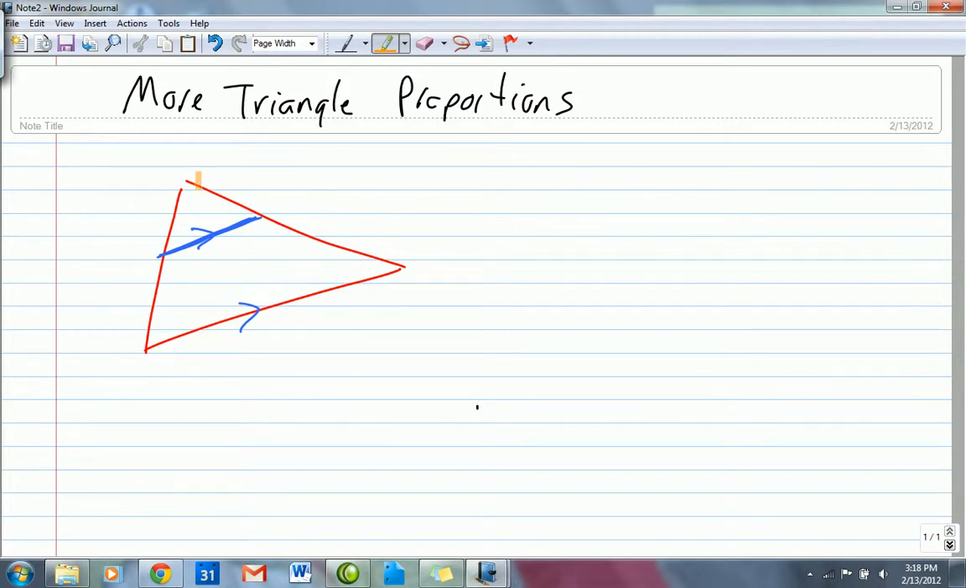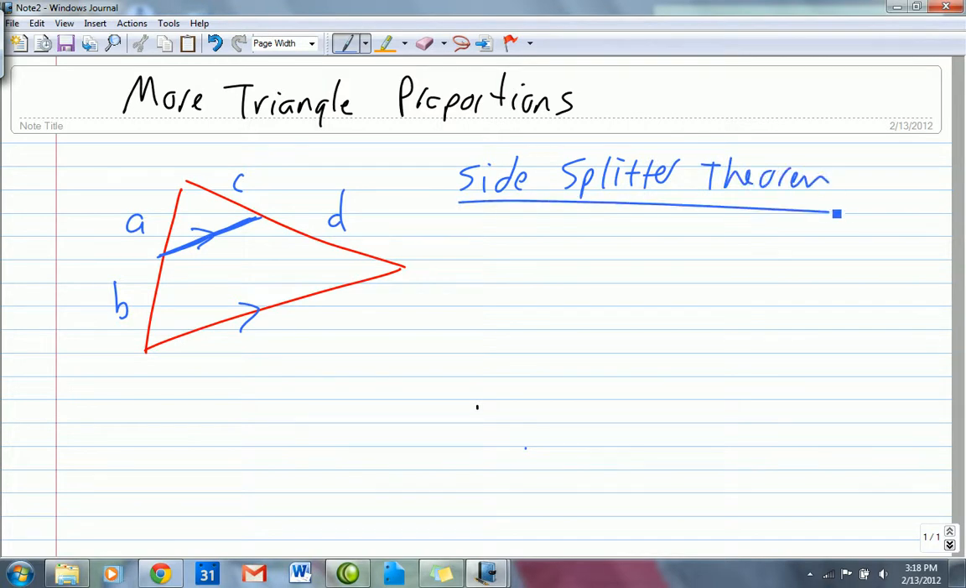So by angle, we can set up a proportion, because corresponding sides are proportional. A little nicer form of that proportion would look like this. I'm going to call that A, and that B, and that C, and that D. So A is this length, B is this length, C is this length, and D is this length. And this idea is called the side splitter theorem.